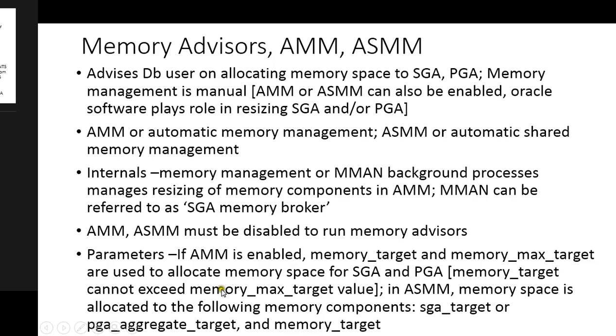The parameters, as I've just gone over: with AMM, you have to make sure that you have a value for memory target. That's the first parameter. Also, you need to have a value for memory max target. If you have a value for these two parameters, then if you were to query the SGA and the PGA individually, you would see that the values for those two components are zero.